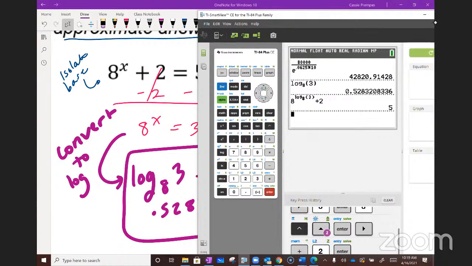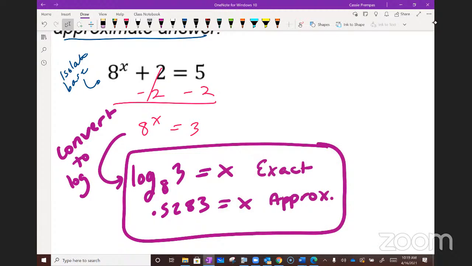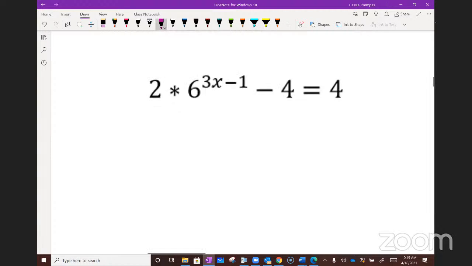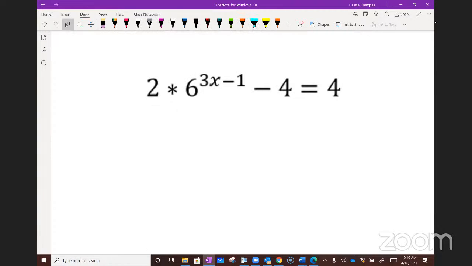For right now, guys, if you could turn to your partner, this is 2 times 6 to the 3x minus 1. Turn to your partner, and I'd like the person with the lighter colored shirt to tell them what you would do first. I'm going to read this back.